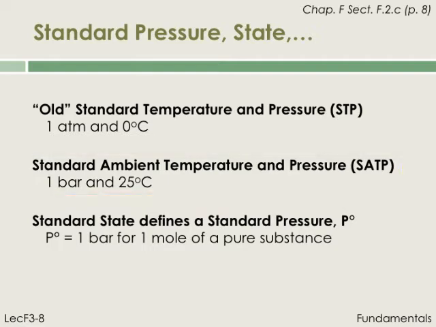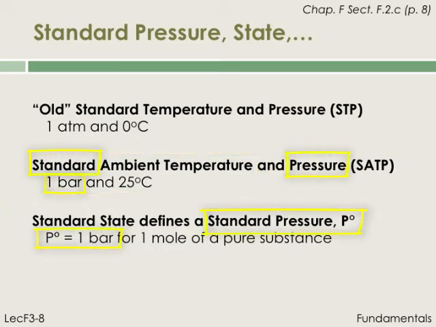Now, we talked about bars and pressure, and we said that a bar is almost an atmosphere. Whether we use 1 bar or 1 atmosphere is not going to make a large difference. However, whether we use 25 degrees Celsius or 0 degrees Celsius, now that is going to make a difference. So you have to remember the standard ambient temperature is 25 degrees Celsius, and that's what we use. And the standard pressure is 1 bar.